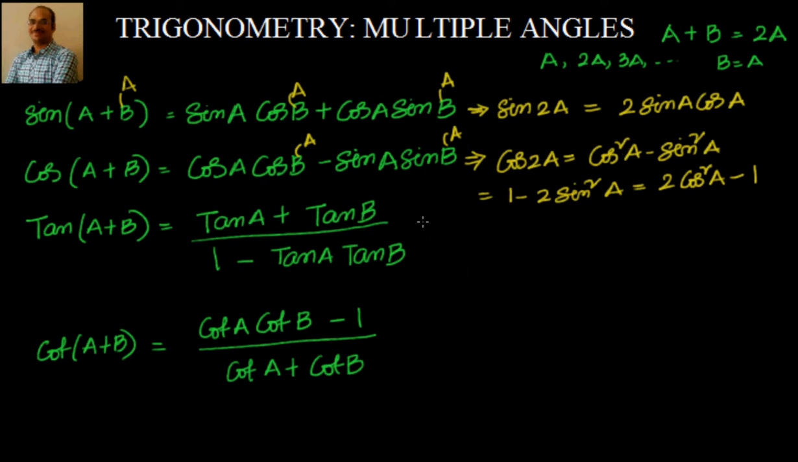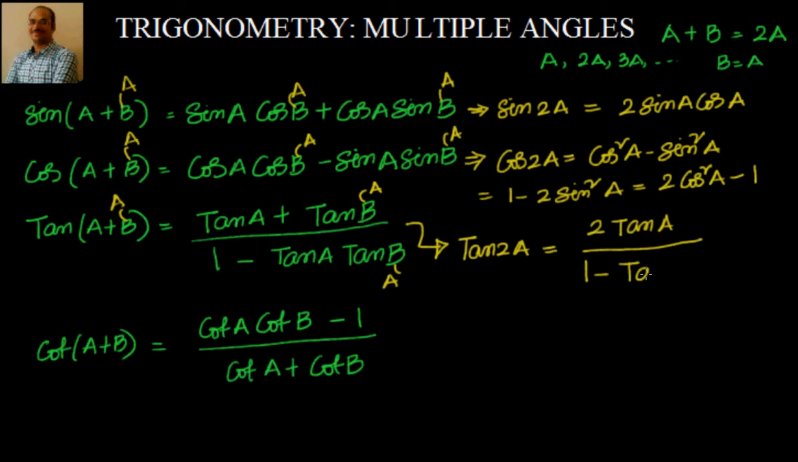Okay. Now let's go here. If I make A equal to B here, this becomes tan 2A. So tan 2A is equal to tan A plus tan A, B becomes A, so 2 tan A by 1 minus tan A into tan A, which is tan square A. So that's nothing but equal to 2 tan A by 1 minus tan square A.